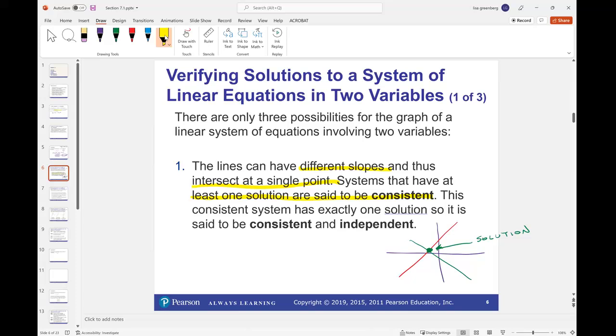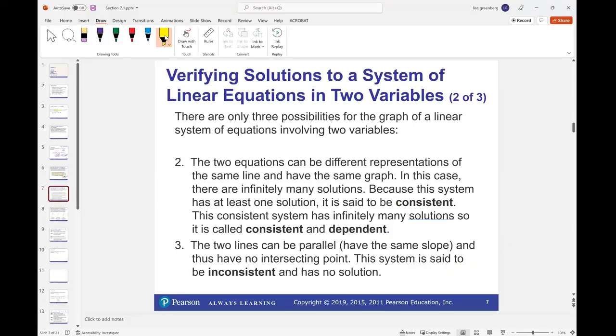So it is consistent and it's independent. And we'll see the difference. So when something doesn't have a solution, it will be inconsistent. Dependent and independent, we'll see in a second. Okay, there are only 3 possibilities. So we already got one. So now let's look at the second one.